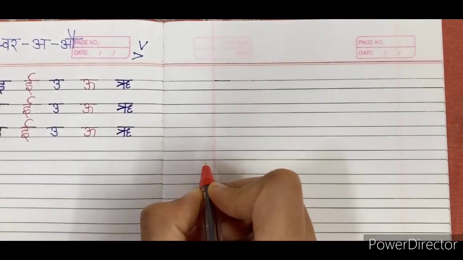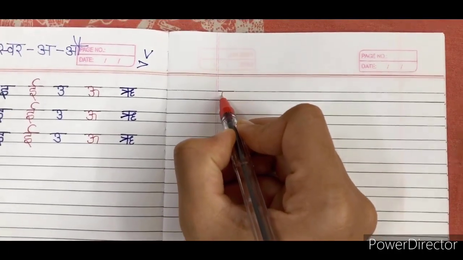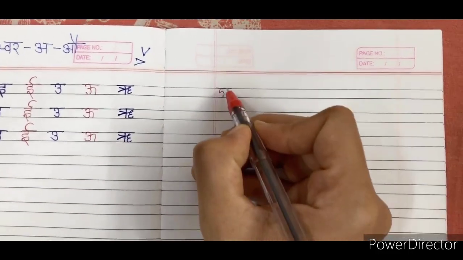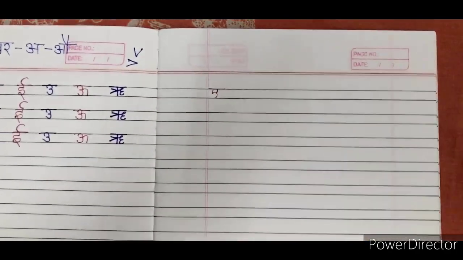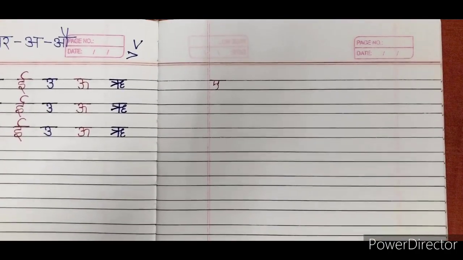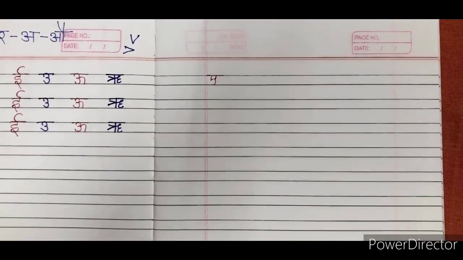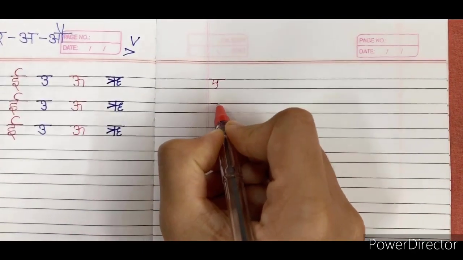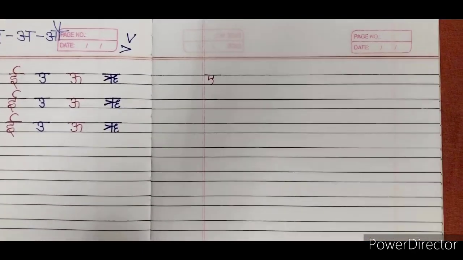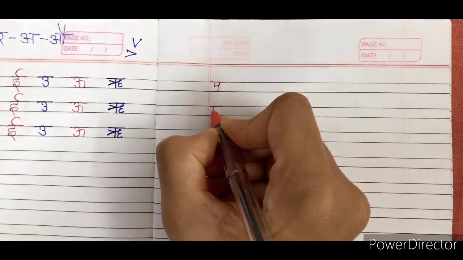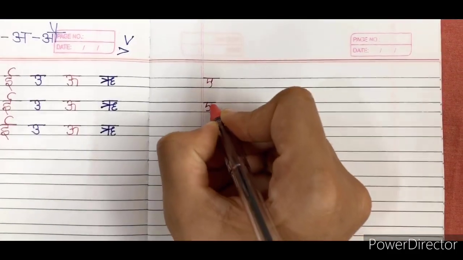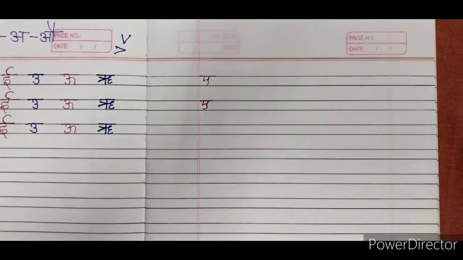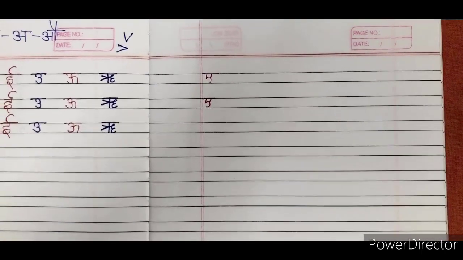A sleeping line. Then write 5. And then from here you have to make a small standing line. A. Repeat after me. Again. Sleeping line. 5. A small standing line. A. Repeat after me.